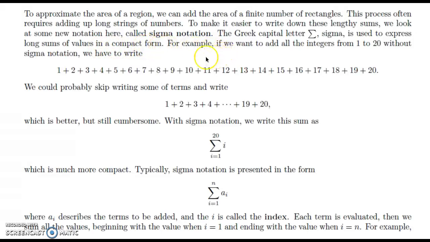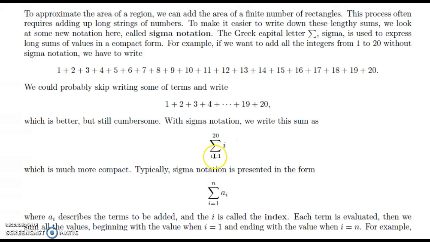For example, if we want to add all the integers from 1 to 20 without sigma notation, we have to write 1 plus 2 plus 3 all the way to 20. We could skip writing some of the terms and write 1 plus 2 plus 3 plus 4 plus dot dot dot plus 19 plus 20, which is better but still cumbersome. With sigma notation, we write this sum as the summation of i from 1 to 20 of i.